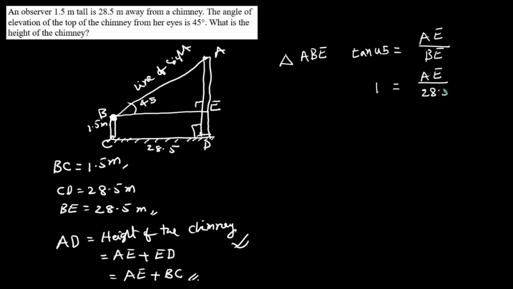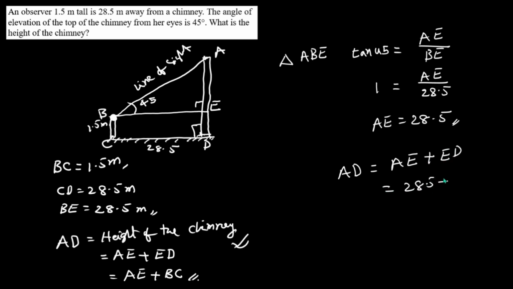28.5. So AE is equal to 28.5. Okay. Then what is the height of the chimney? It is AD, right? So AD, we know that it is a sum of these two, AE plus ED, right? So AE is 28.5 plus the height of the user. This is the height of the user or observer. It is 1.5. We sum up this one, we get 30 meters. So the height of the chimney is 30 meters.